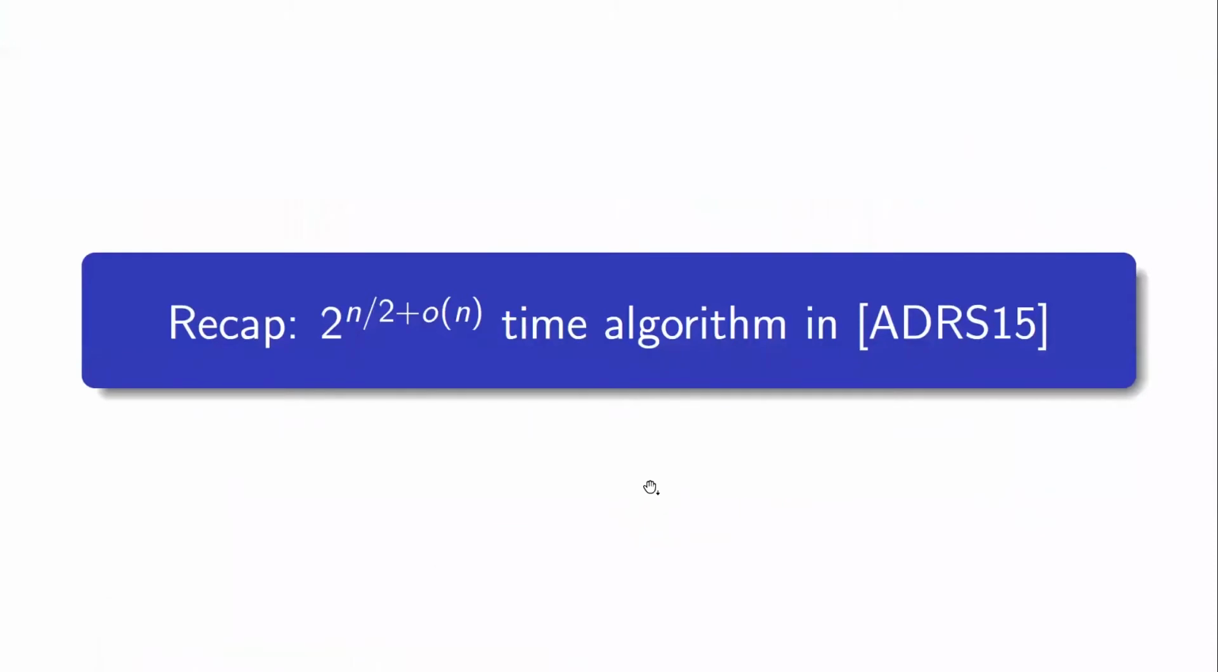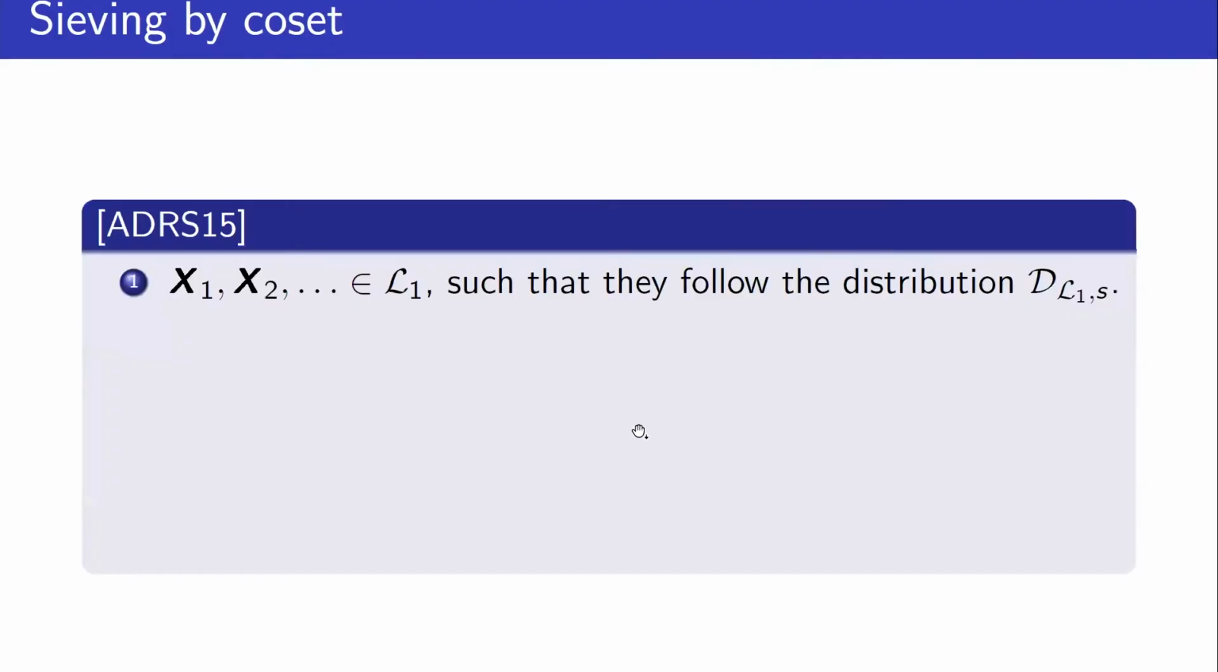Okay, next let's look at the 2 to the n over 2 time algorithm, a very similar algorithm from previous work that was less powerful. One of the key steps in that algorithm, I call sieving by coset, works as follows. Suppose that we start with a list of vectors, x1, x2, and so on, from the lattice L1, and they follow the discrete Gaussian distribution with the parameter S.